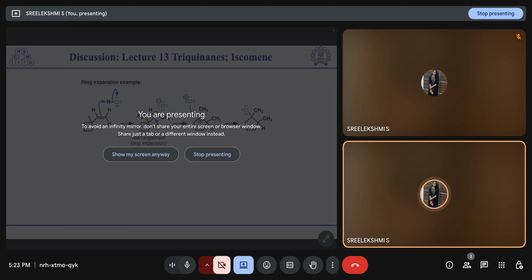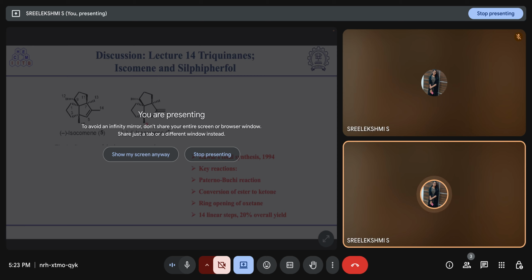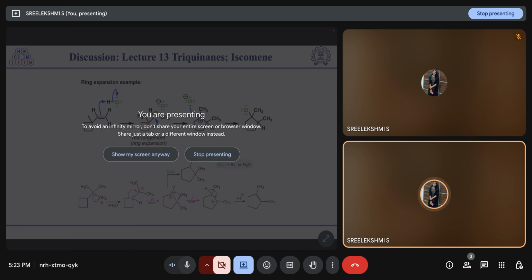Now, the other key reaction we discussed about triquinanes was ring expansion. This is one example of a ring expansion reaction. What is happening? This double bond gets protonated in the presence of any acid, so it will give this carbocation. Then this ring will migrate to here, forming this carbocation which is quenched by a nucleophile to get this cyclopentane derivative. So we started with the cyclobutane derivative and we got the cyclopentane derivative.